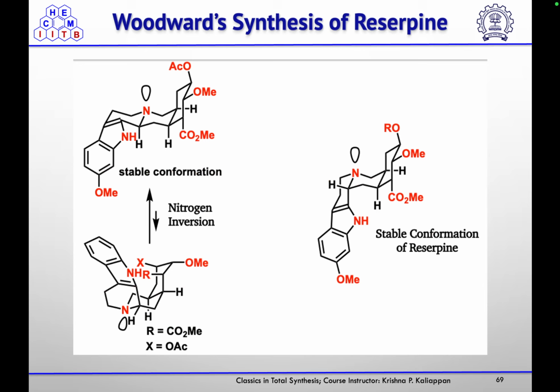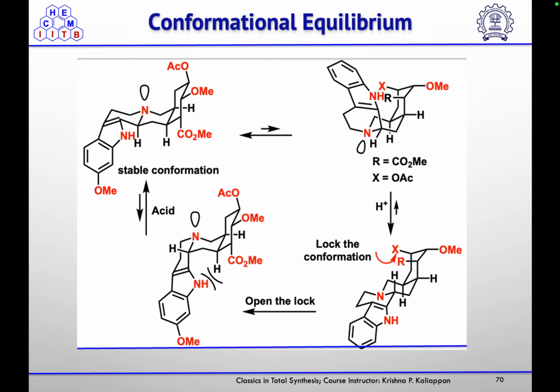So if the nitrogen inversion takes place, then they have to lock the conformation and then again do the inversion, so that they will get the desired stereochemistry at that position. Here this is below, and they wanted that above. So they wanted to use this conformational equilibrium, where this stable conformation will undergo nitrogen inversion, then they lock the conformation and then open the lock again to get the desired stereochemistry of that hydrogen.